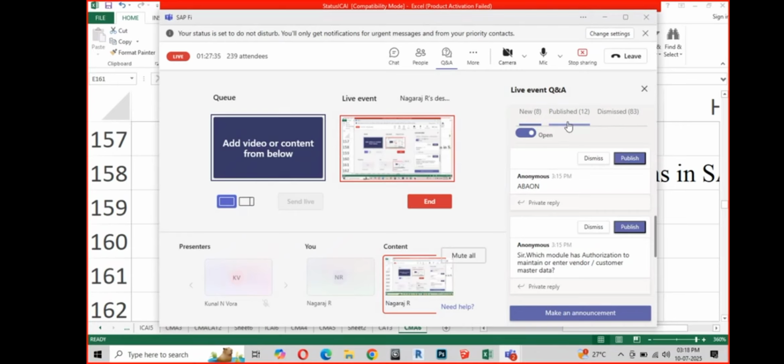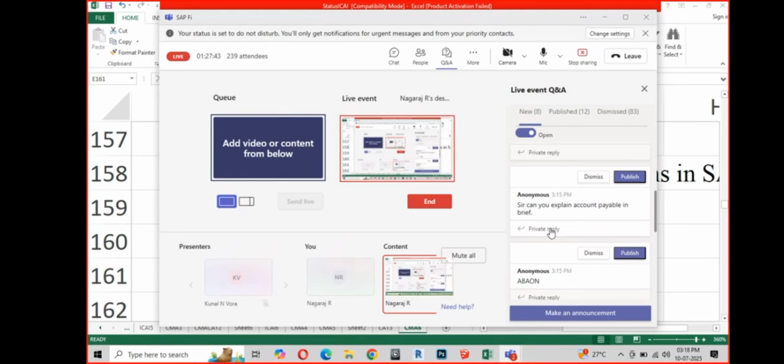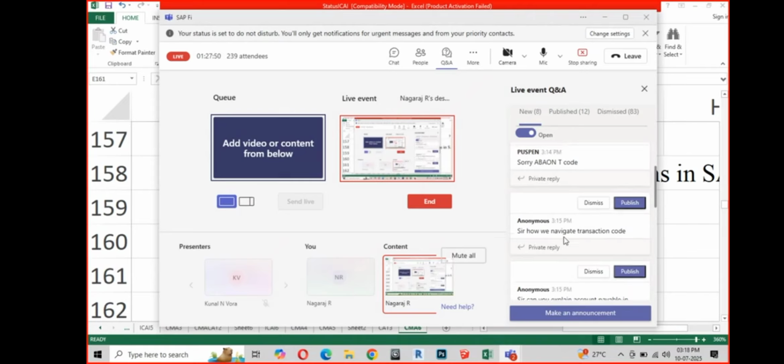Can somebody please hold on? Asset related, just hold on. Can you explain accounts payable in brief? Okay, I'll do that. How we navigate transaction code? Sorry, I didn't understand this question. Can you please clarify?